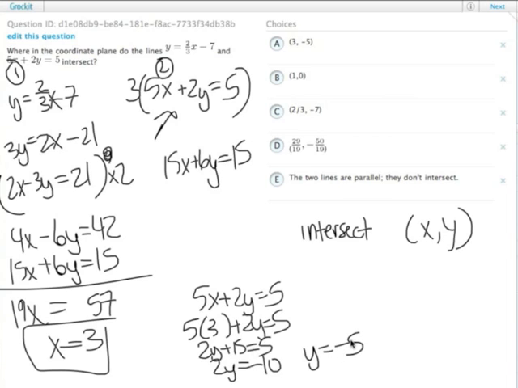Our point then is x equals 3, y equals negative 5, and therefore the two lines intersect at (3, negative 5). Answer choice A.